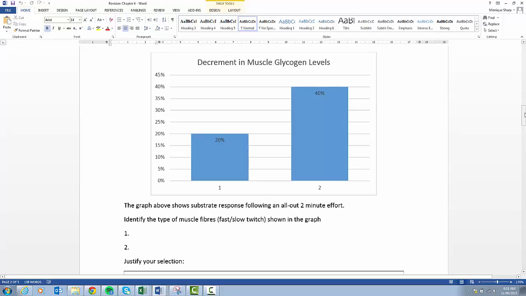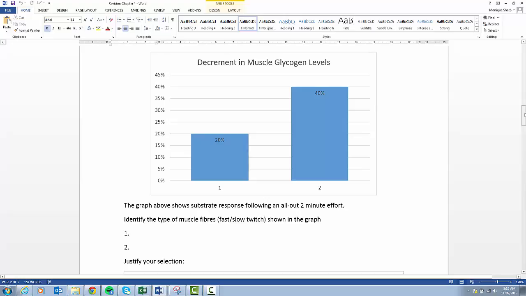Fast twitch. But isn't it muscle glycogen? Yep. Not PC stores. No, glycogen. So therefore, number 2 would be using more of the fast twitch, because glycogen's used for anaerobic glycolysis, which produces energy fast as well. Wait, so I thought you just used all your PC stores. Yeah, but 2 minutes is way too long to just rely on PC.